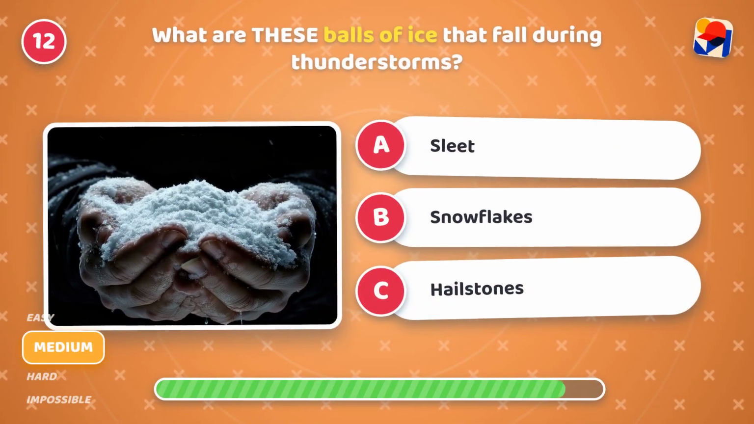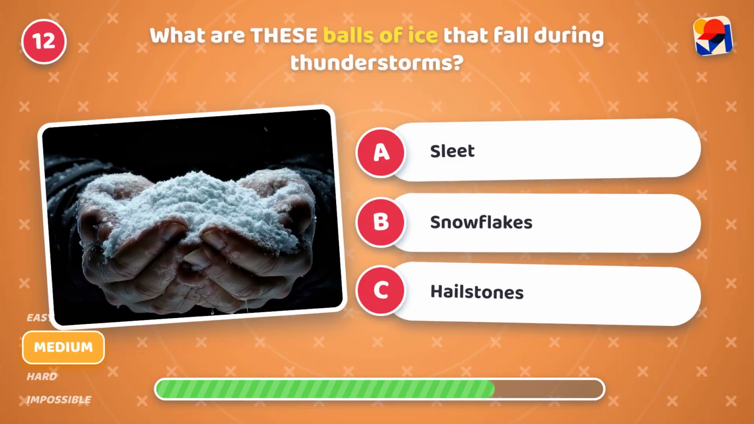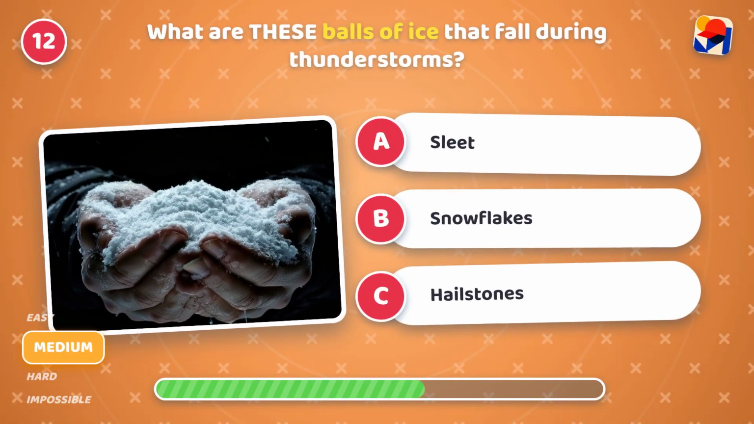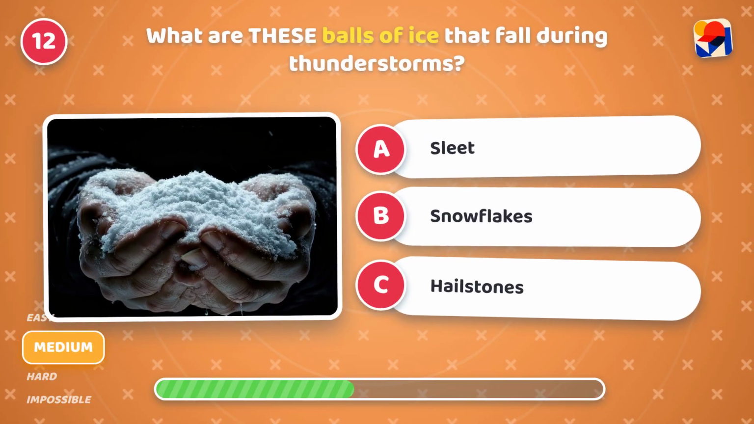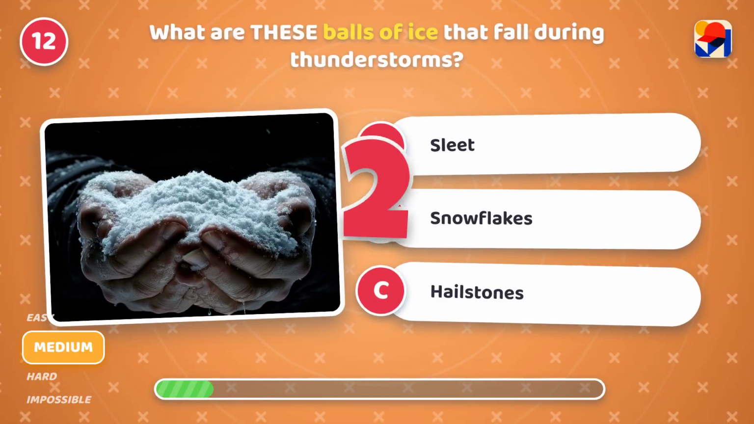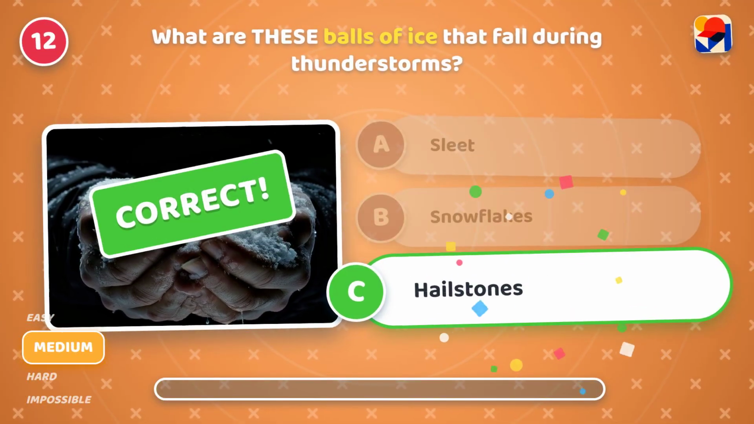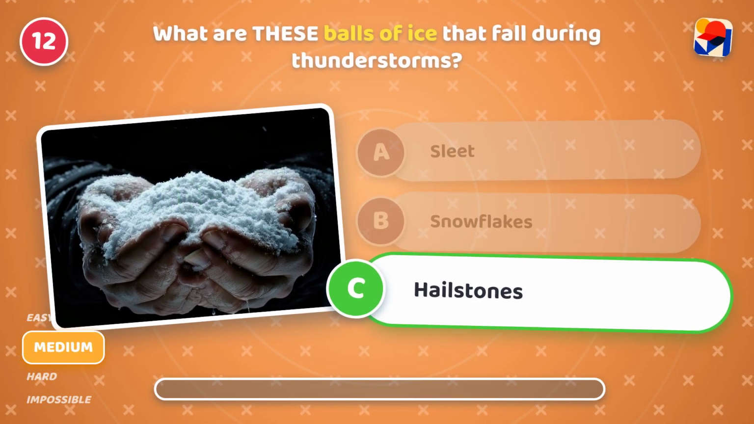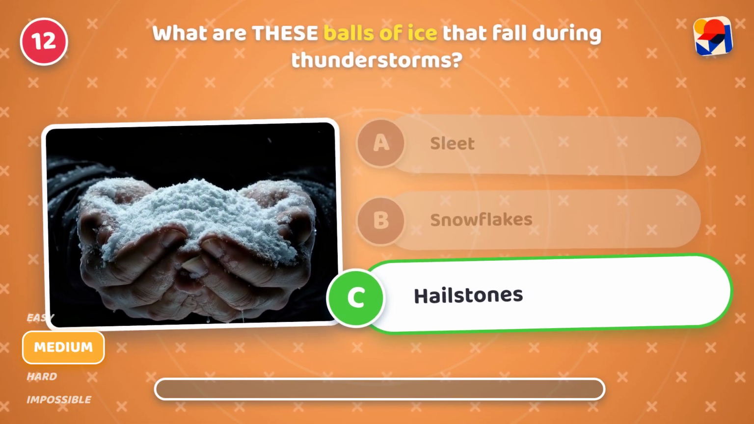What are these balls of ice that fall during thunderstorms? Is it A, sleet, B, snowflakes, or C, hailstones? It's C, hailstones. They freeze repeatedly inside thunderstorm updrafts.